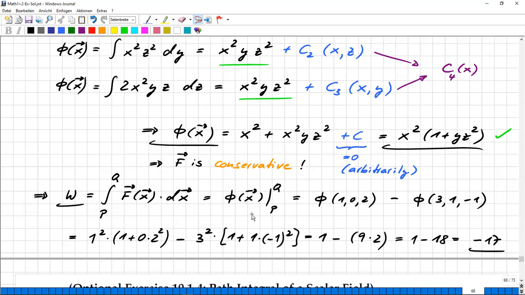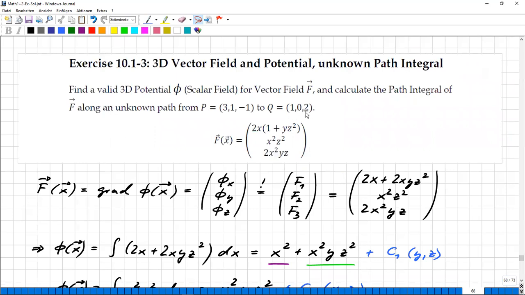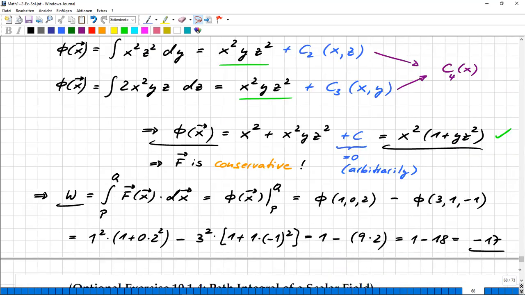Now, please confirm what I'm doing. I must insert the potential value at the endpoint first and then subtract the value at the starting point. Since the endpoint is given to be Q with the coordinates 1, 0, 2, this has to be inserted first. So I take phi of 1, 0, 2 minus phi of 3, 1, negative 1 for x, y, z. Let's do so. Here's the potential. 1 for x, 1 squared times, parentheses, 1 plus, now 0 for y and 2 for z, so I get 0 times 2 squared, which is 0. I get simply 1 for this contribution.